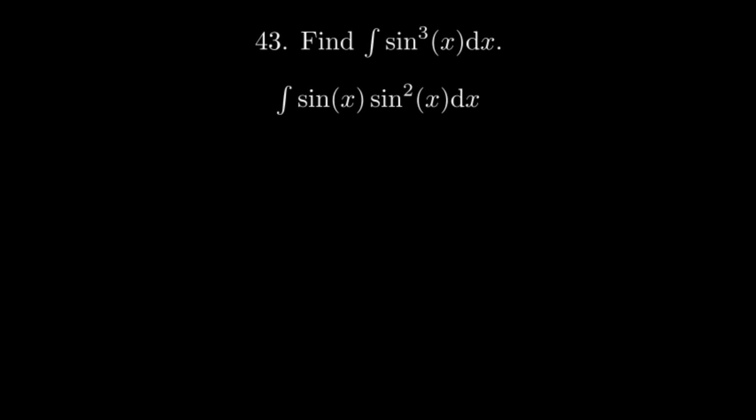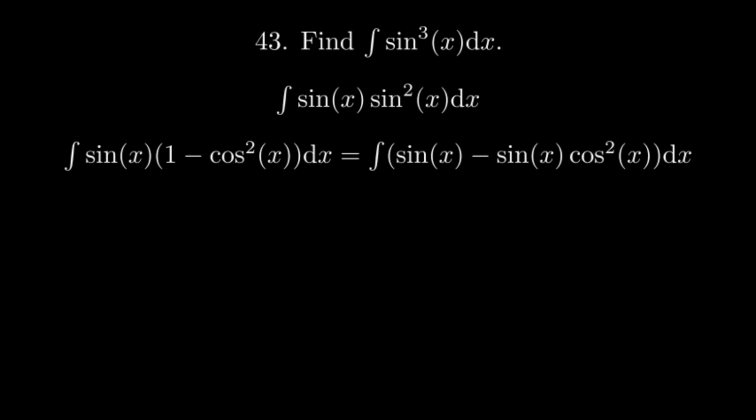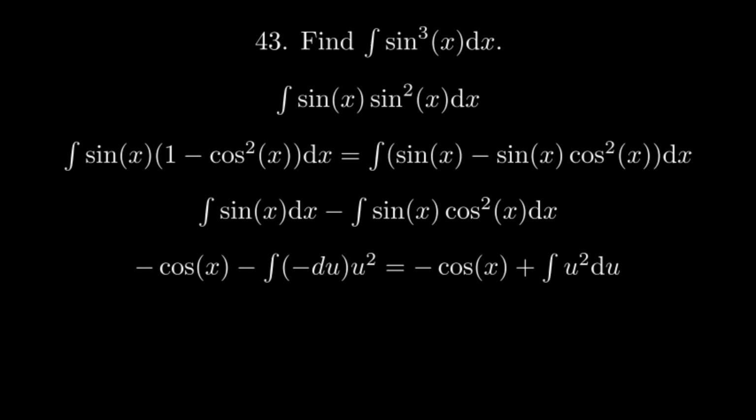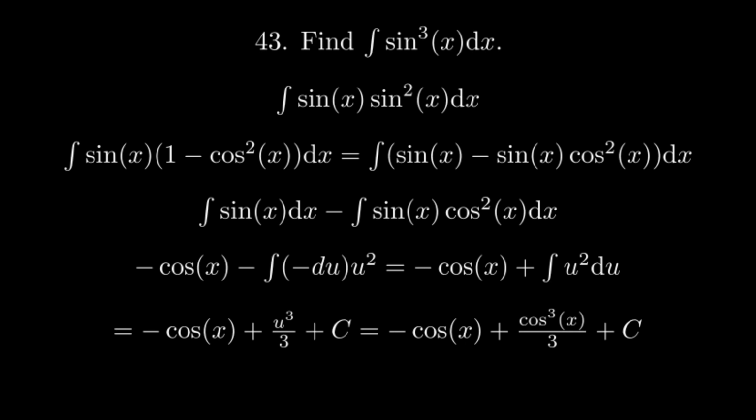Next, question 43 asks for the integral of sine cubed x dx. We can rewrite sine cubed x as sine x times sine squared x. Using the Pythagorean identity, sine squared x equals 1 minus cos squared x. Now we can integrate term by term. The integral of sine x is negative cos x. For the second integral, we use substitution with u equals cos x, so du equals negative sine x dx. Integrating u squared gives u cubed over 3. So the final answer is negative cos x plus 1/3 cos cubed x plus c.